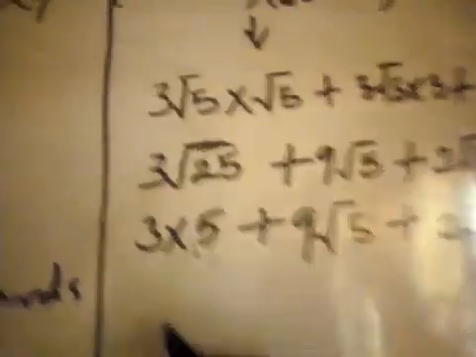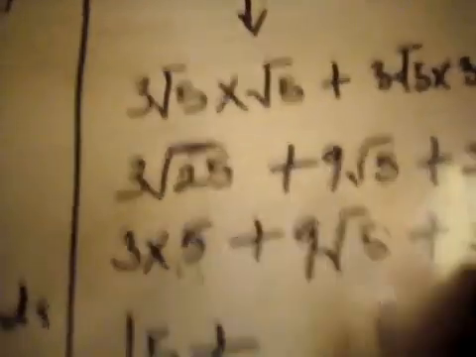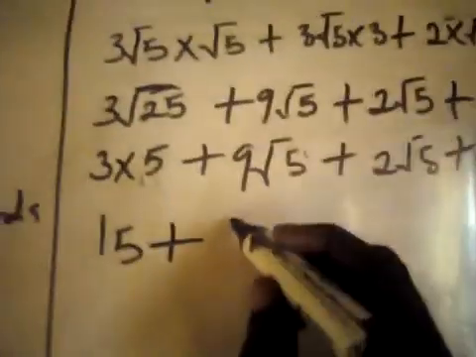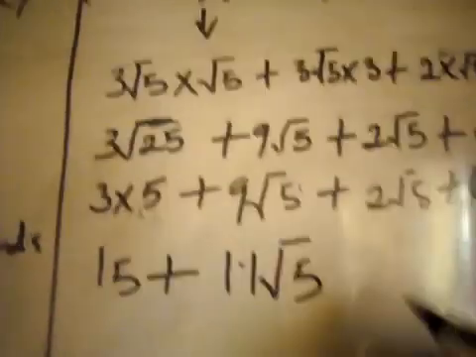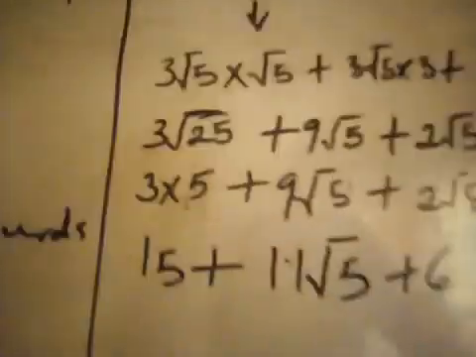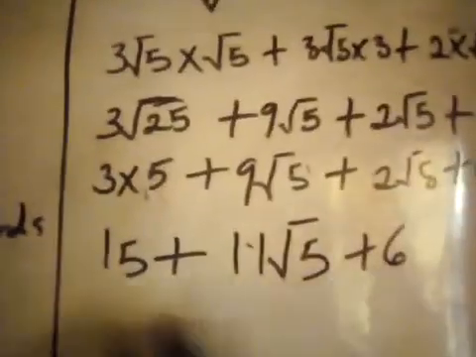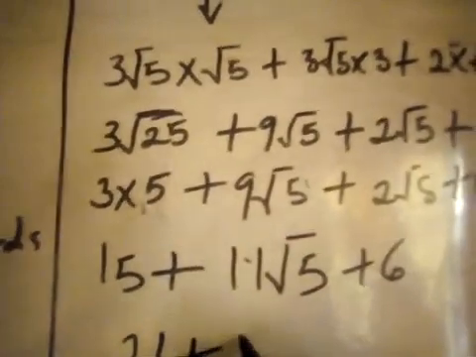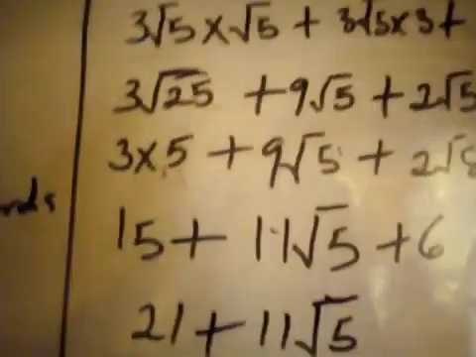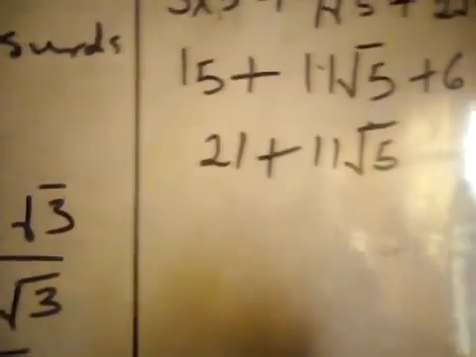So we have this to be what? 15 plus what? This and this, we add together. 9 plus 2 will give us what? 11 root 5. So you have added the two together, plus 6. So what we need to do is to add this and this. This will give us 21 plus 11 root 5, right? So with that, we've come to the end of this. 21 plus 11 root 5, that's the answer.